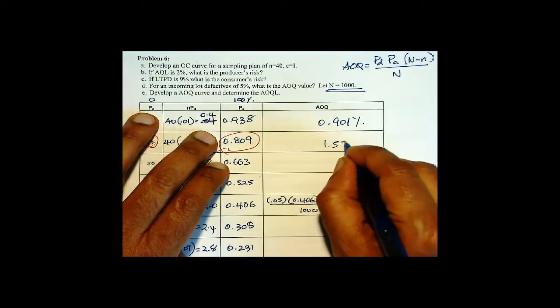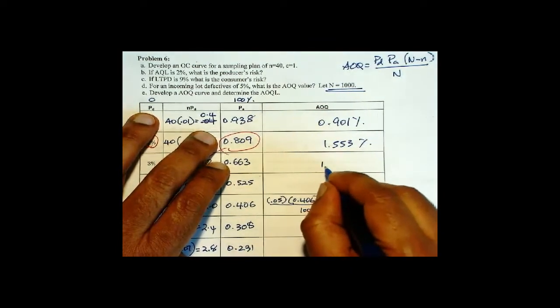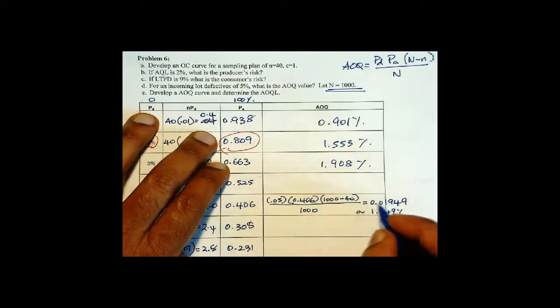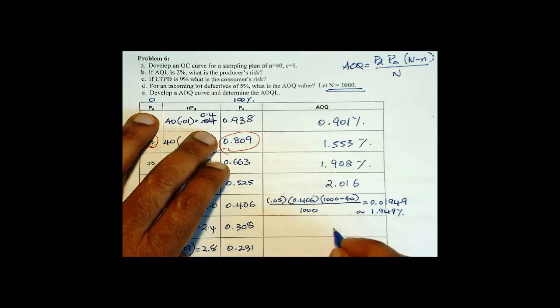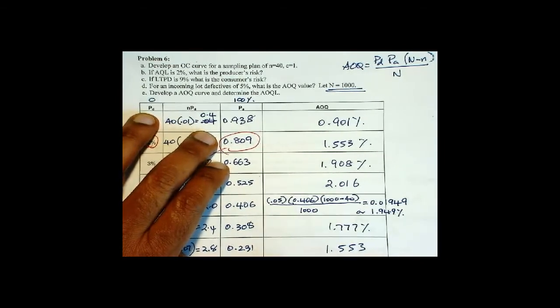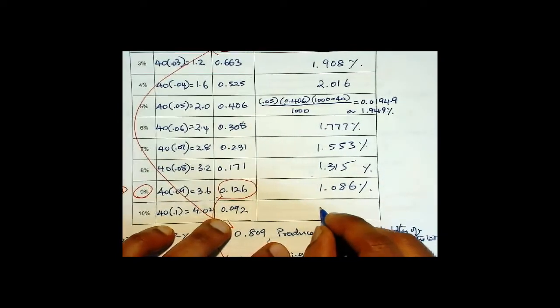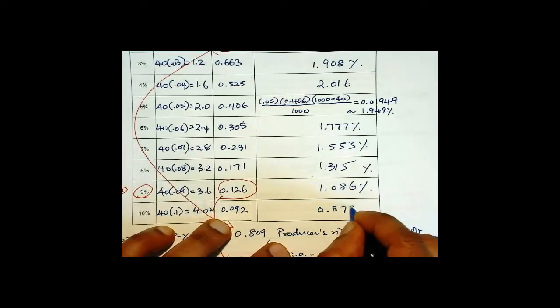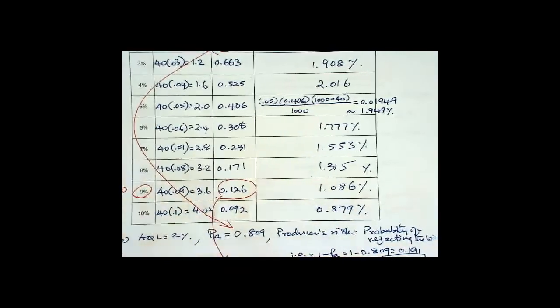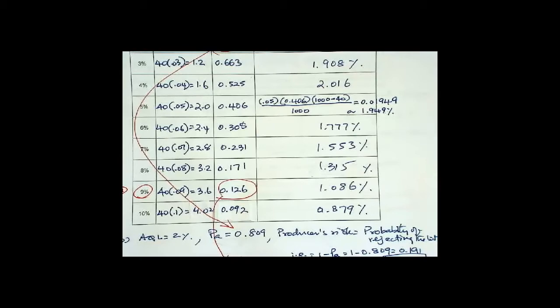0.901, 1.553, 1.908, 2.016, and 1.949, 1.777, 1.553, 1.315, 1.086, and 0.879%. Now let's go ahead and plot these values.